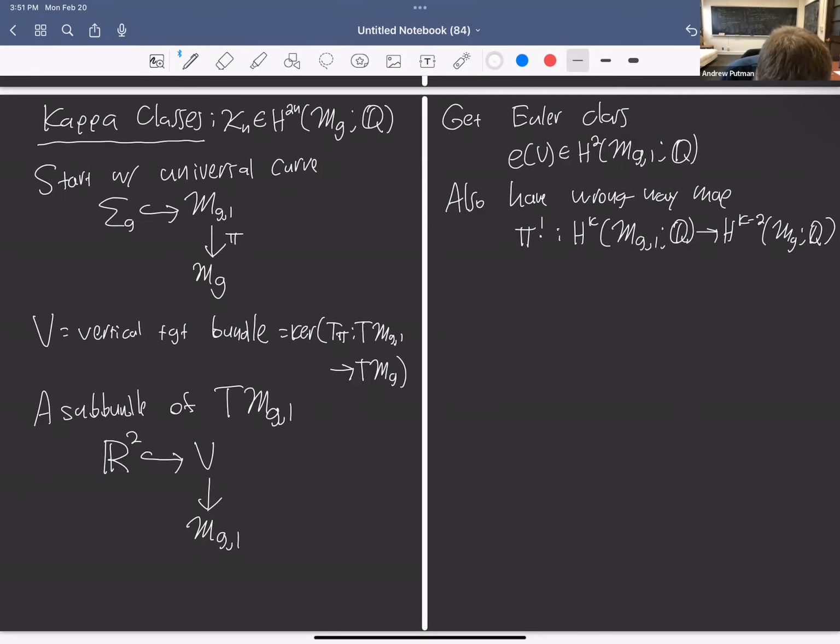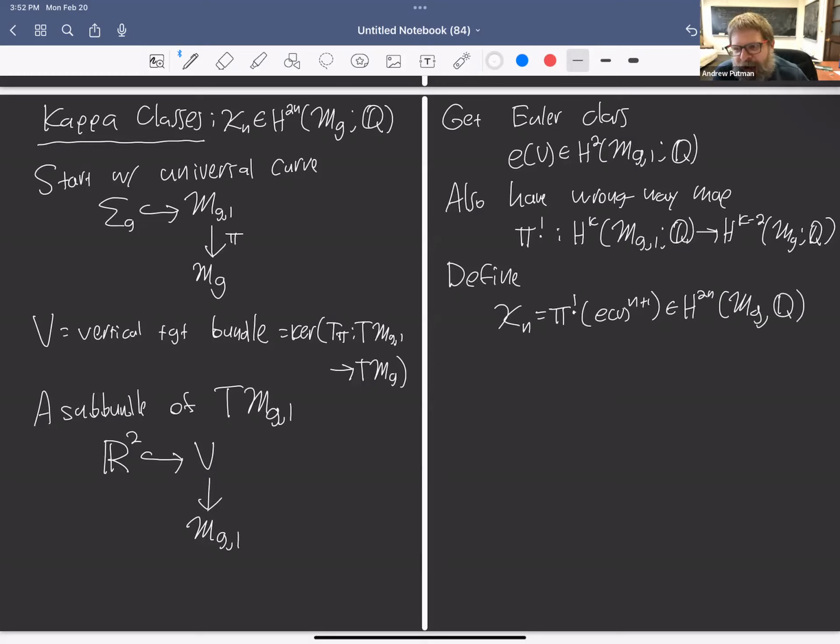And so then we define, and we'll call this thing kappa n, we take powers of the Euler class and raise that to the n plus first power. And you see that lies in degree 2n plus 2, and then we drop the degree by 2, so that does lie in degree 2n of MG with, say, rational coefficients. Okay, so these are the basic classes. They were constructed independently by Morita, by Miller, and by Mumford.